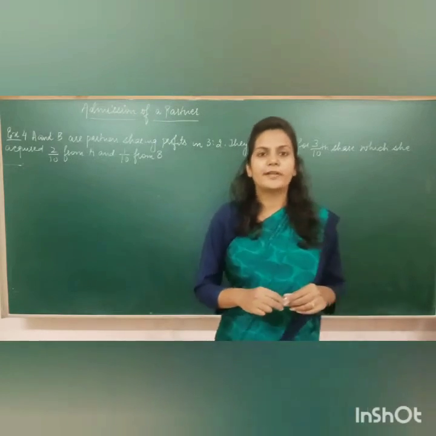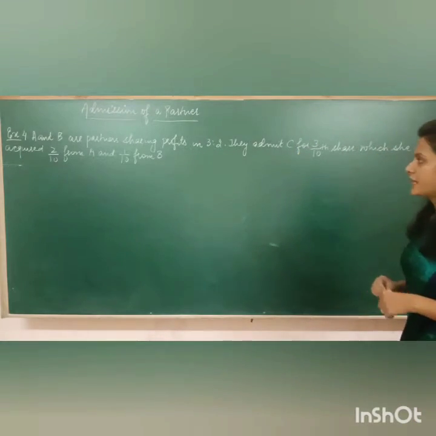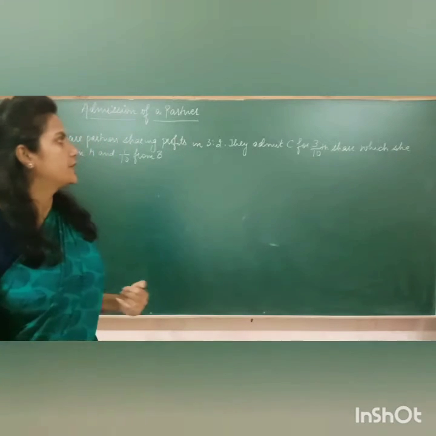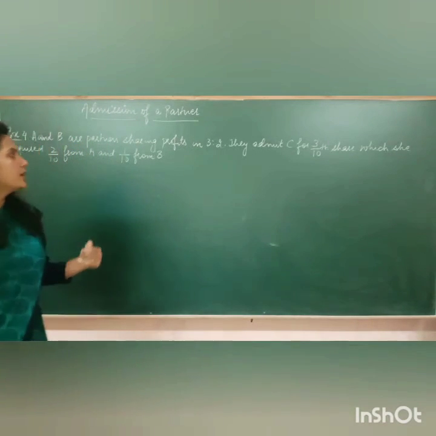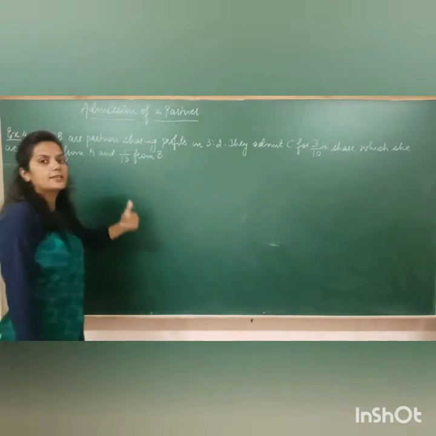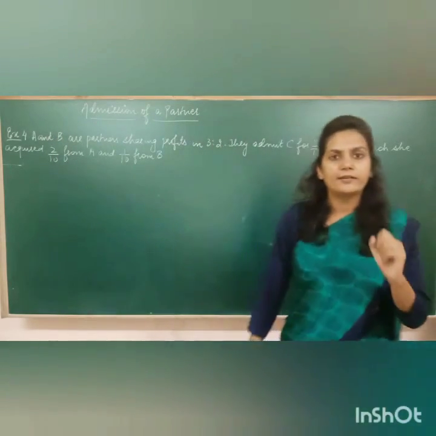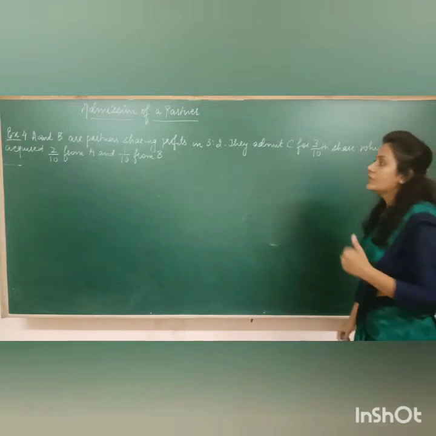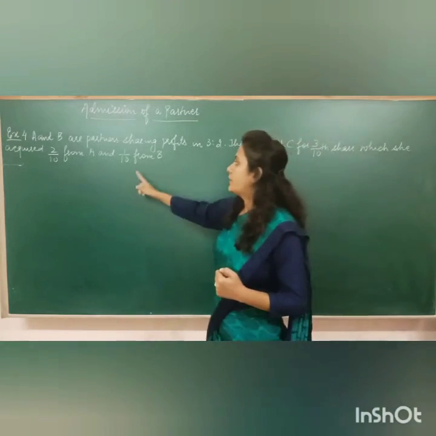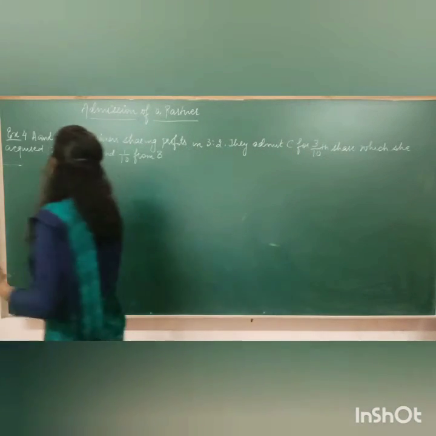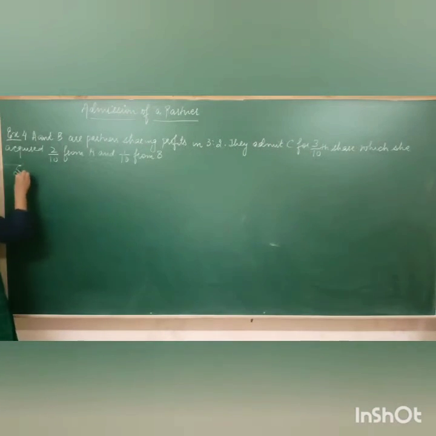Start with the more numerical. Read the question. A and B are partners sharing profits in the ratio 3:2. They admitted C for 3/10 share, which she acquires as 2/10 from A and 1/10 from B. It means whatever share C has been given, C has taken that share from A and B in this particular ratio. So now we have to calculate the new profit sharing ratio.